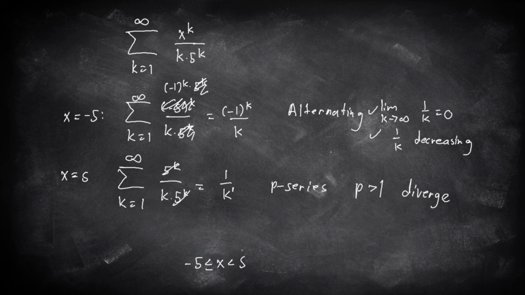So from here, we do not include that 5. Our actual interval of convergence is -5 to 5, but we include the -5 and not the 5. The reason is, as we've shown, the -5 is converging because of an alternating series, and the 5 is diverging from the p-series.